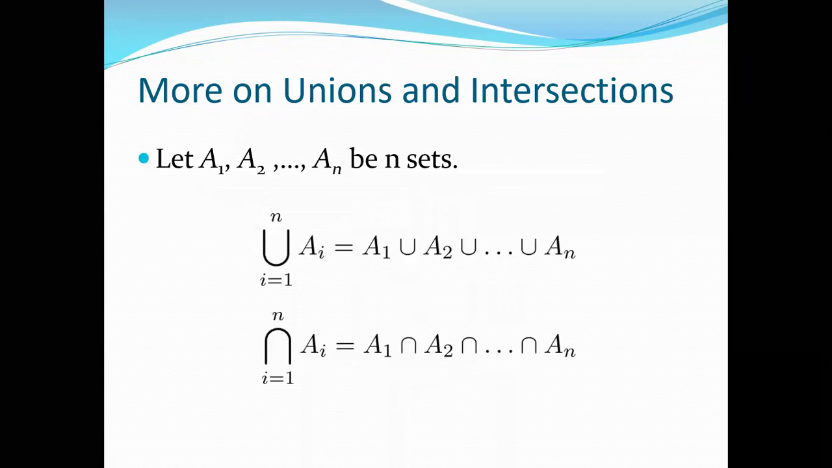By the way, I just wanted to point out that you don't just have to have unions of two sets. Sometimes you don't want to have to write this union this union this union dot dot dot union some other thing at the end. You can just write the union, i going from 1 to n, or an intersection of several things as well. It's legitimate notation for sure.